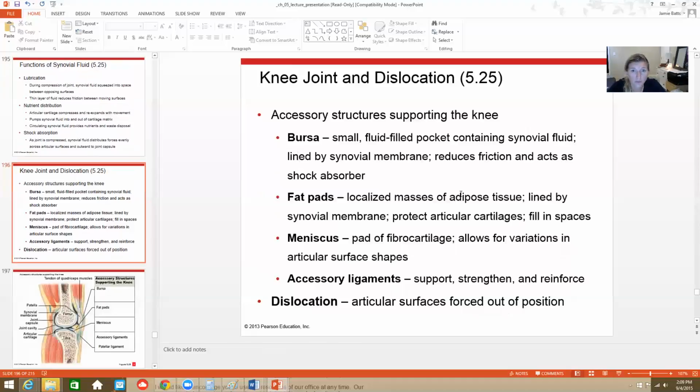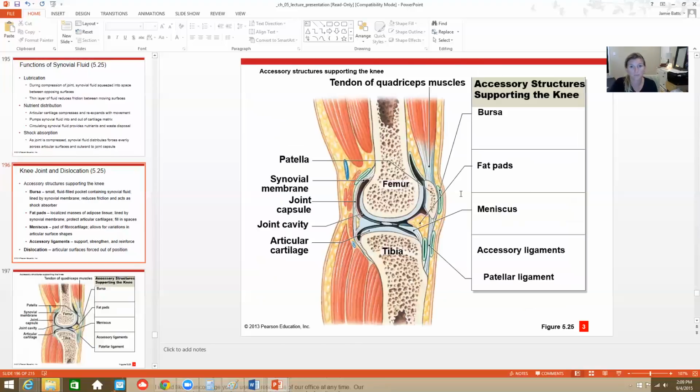Some structures associated with the knee joint, you should be somewhat familiar with these. Think something like a bursa, fat pads, meniscus, and there's other ligaments in there. The bursa are little fluid-filled pockets that help reduce friction between the ligaments and tendons in there. And then there's some fatty pads that are in there for insulation and protection. A meniscus allows your knee to kind of bend and move in different ways without grinding onto the articulating bones. And then the ligaments are there for support.